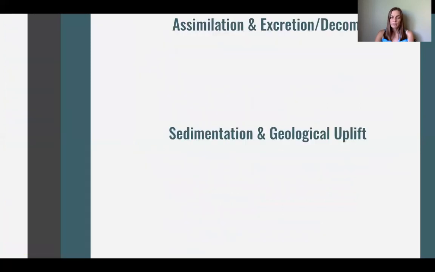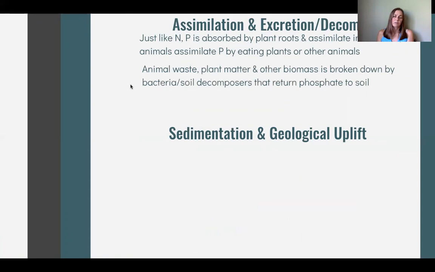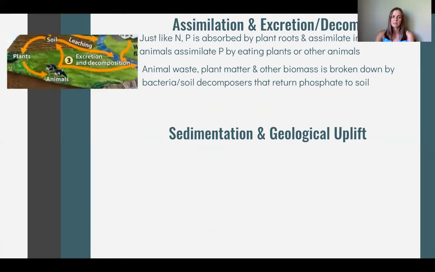Okay, so two major pieces of the phosphorus cycle: assimilation and excretion and decomposition. Just like nitrogen, phosphorus gets absorbed by plant roots and assimilates into tissues. Our animals are going to assimilate phosphorus by eating plants or other animals. When we talk about excretion or decomposition, that's when waste or dead plant matter or other biomass gets broken down by bacteria and soil decomposers, and those return the phosphate to the soil. So again, a very slow process.